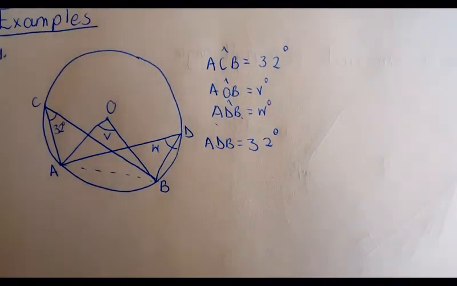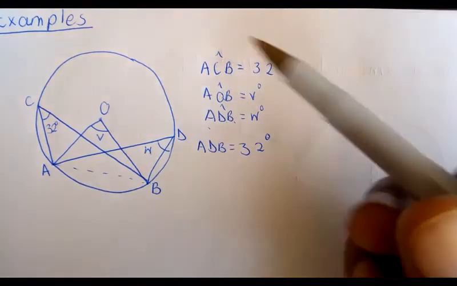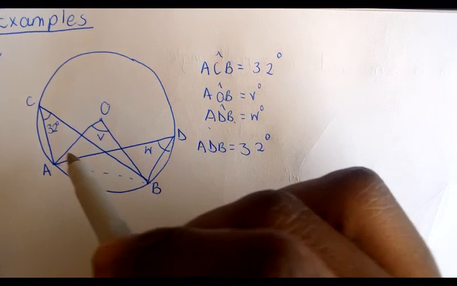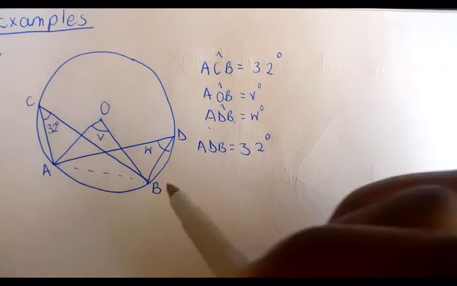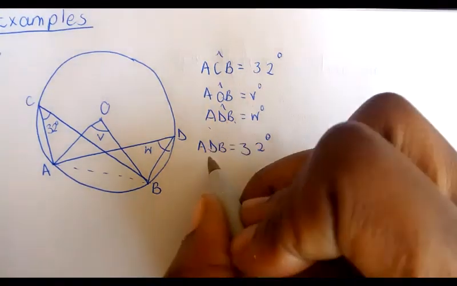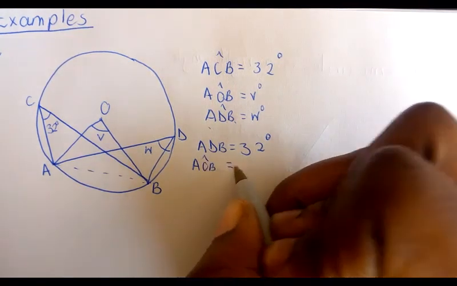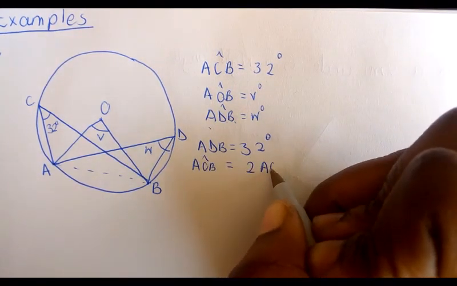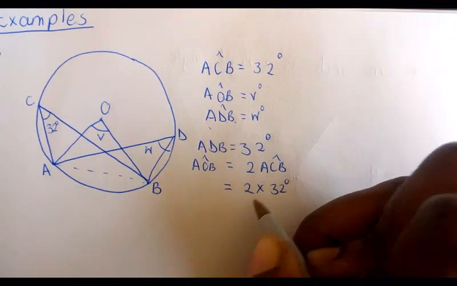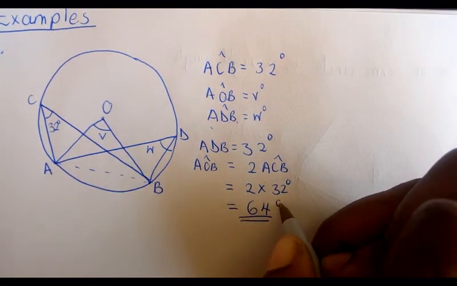Then moving to angle AOB. For angle AOB, we can see that it is subtended at the center instead of at the circumference. And according to theory number 3, this angle AOB should be equal to twice the angle ACB. This is equal to 2 times 32 degrees. Therefore, angle AOB is equal to 64 degrees.